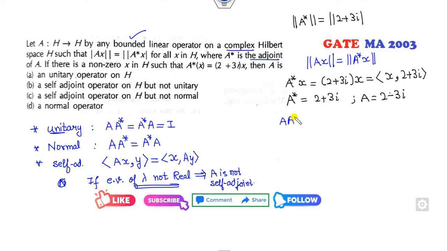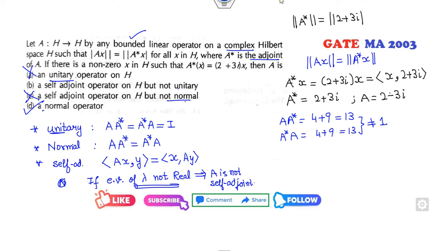So what is A into A star? 4 plus 9, 13. What is A star into A? Again, 4 plus 9 is 13. Both are the same, so it means it's normal. Why is it not unitary? Because it must be 1, but it is not equal to 1, so it is not unitary. It is normal but not unitary, so this option is also cancelled.